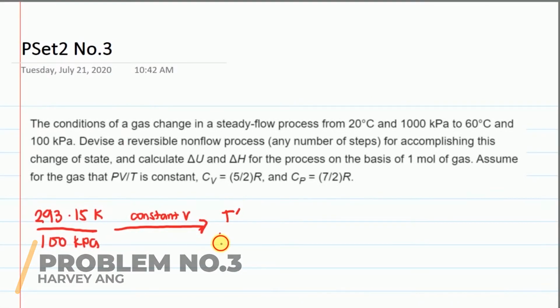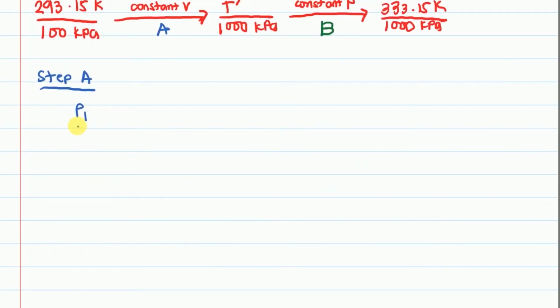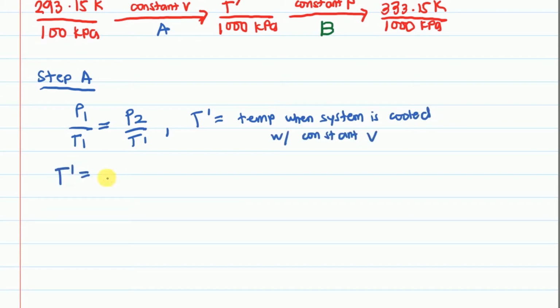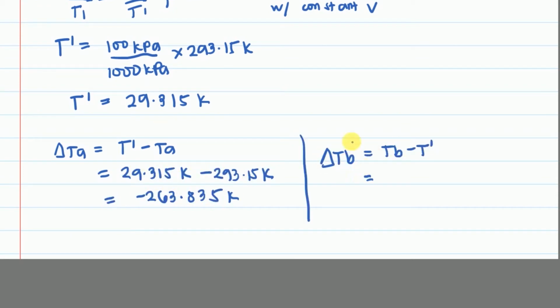For problem number 3, we devise a reversible non-flow process by cooling the system to a constant volume and heating it to a constant pressure, which is shown by steps A and step B. For step A, we get T prime, which is the temperature when the system is cooled with constant volume, and using Gay-Lussac's law, we get T prime to be 29.315 Kelvin.